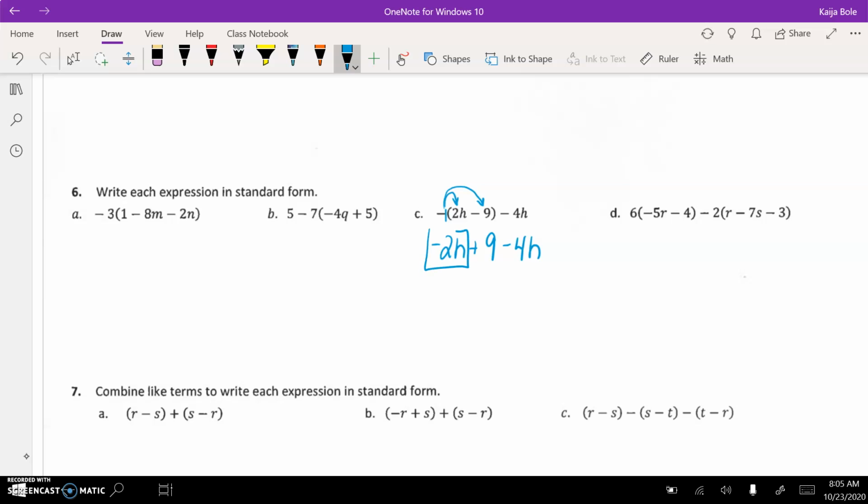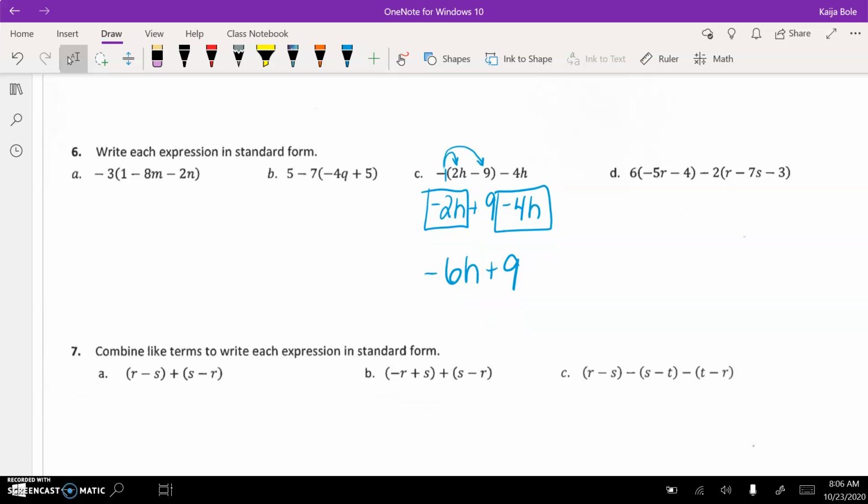Then we come in and see what we can combine. So I've got some h's. Negative 2h minus 4h is negative 6h, plus the 9. And that's our standard form.